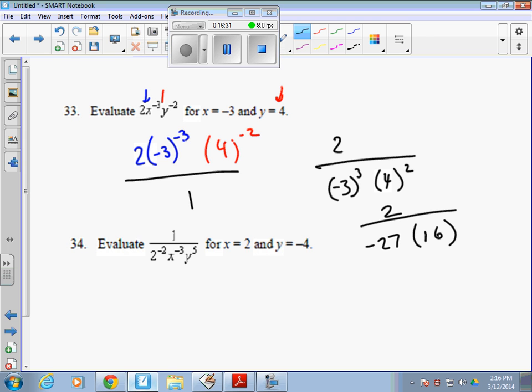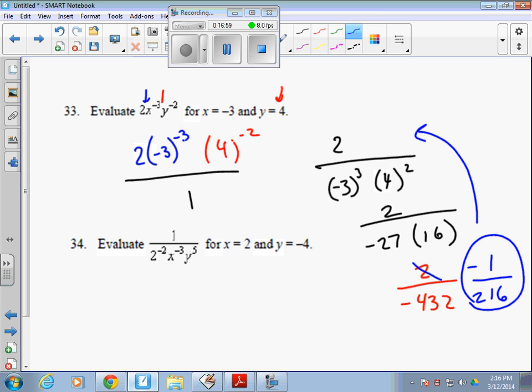So you have to multiply what's on the bottom. 27 times 16, or negative 27, we should say, times 16, and we get 432. So 2 over negative 432. The number 2 is going to go into both of them, since they're both even numbers. And we'll put the negative on top: negative 1 over 216 is your simplified version for number 33.